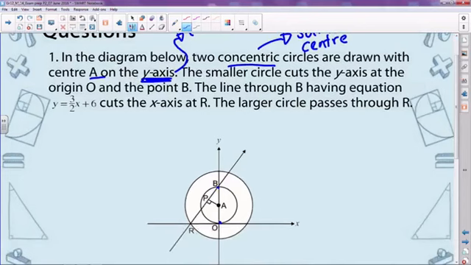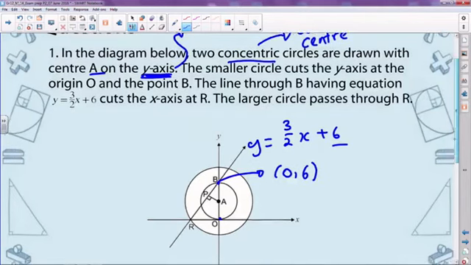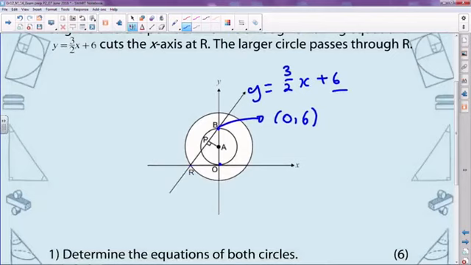The line through B has equation y equals 3/2 x plus 6. So straight away from that, I can already start thinking, what can I mark down on this diagram? I know that B must be the point, because it's the y-intercept of the straight line, B must have coordinates (0, 6). Okay, so my y-intercept is 6, so therefore I straight away know what the coordinates at point B are.